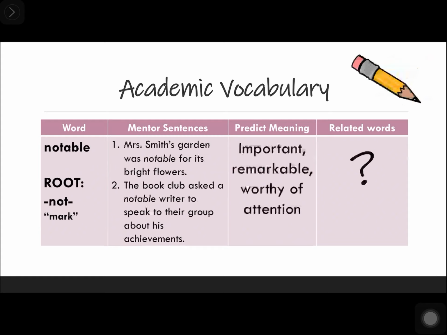See if you can find some related words, a word that has a similar meaning, or a word that uses the same root. Notation, annotate, keynote, they all use that same root, note.